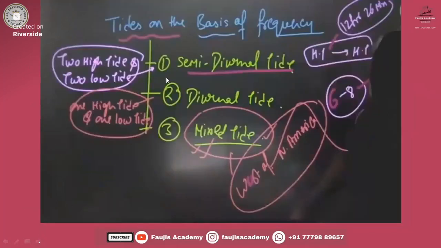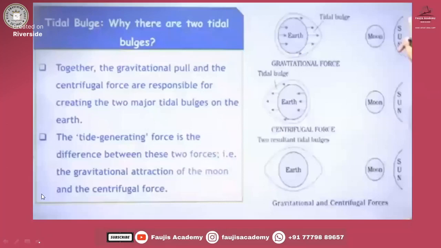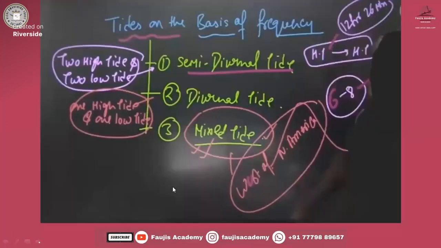Now see, tides on the basis of frequency. Tides are divided on the basis of frequency. We have semi-diurnal tide, diurnal tide, and mixed tide. So semi-diurnal tide is what? Two high tides and two low tides. And one high tide and one low tide is known as the diurnal tide. Then we have mixed tide. So mixed means we have both high tide and low tides, so that mixing is there.